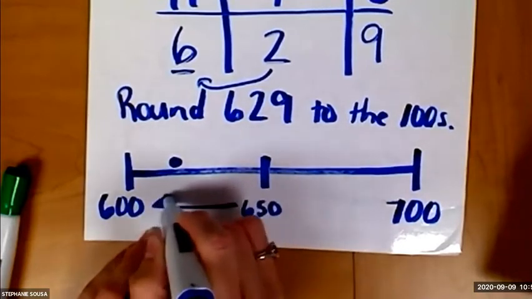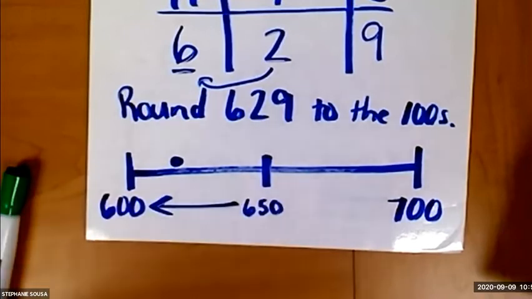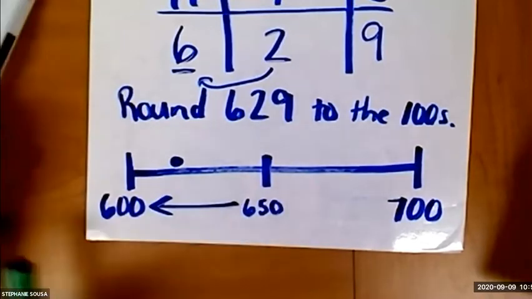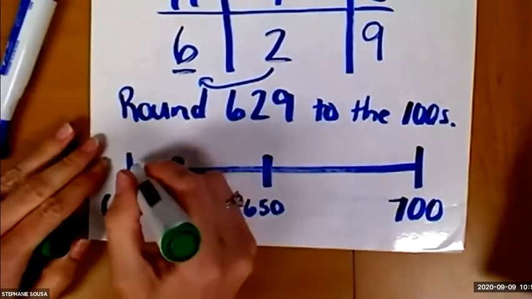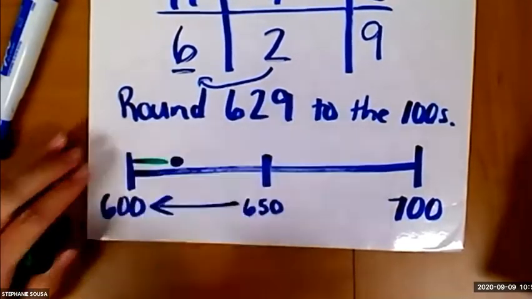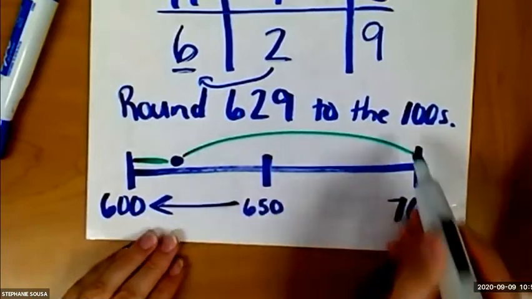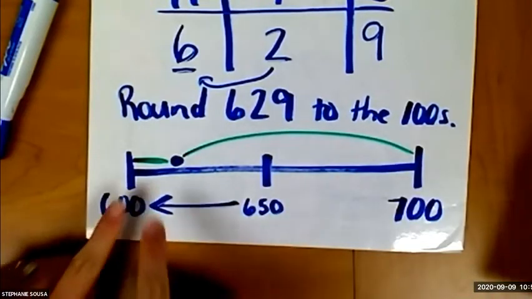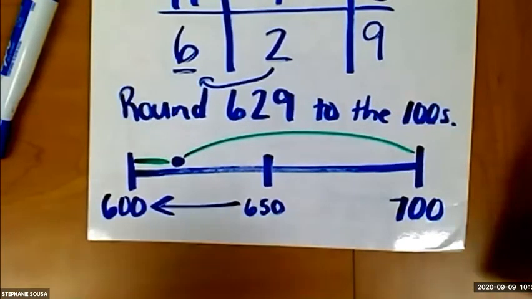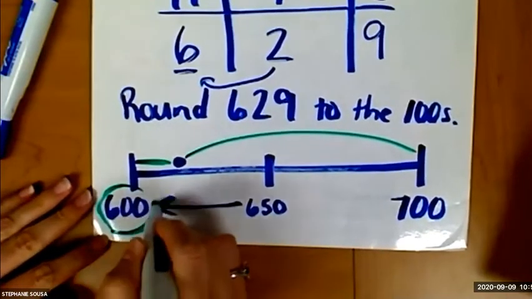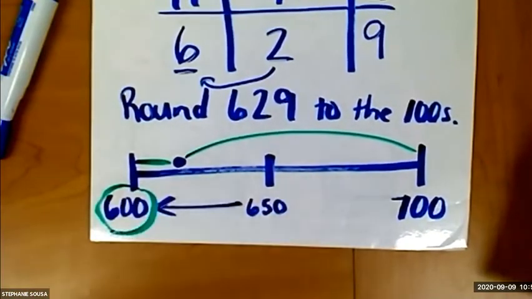This tells us that it's way closer to 600. It's only 2 tens away from 600. Look how short this distance is. It's a very short distance. Look how long this distance is. It is much closer to the lower benchmark number of 600, so we would say that we round down.